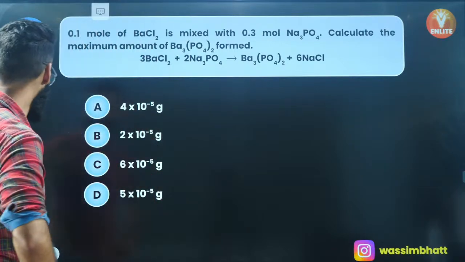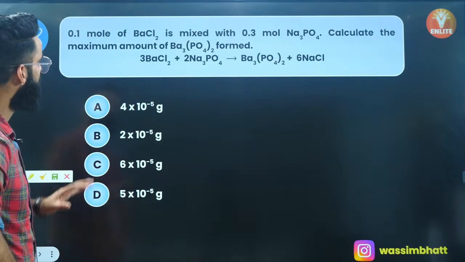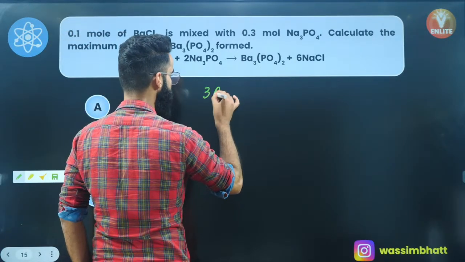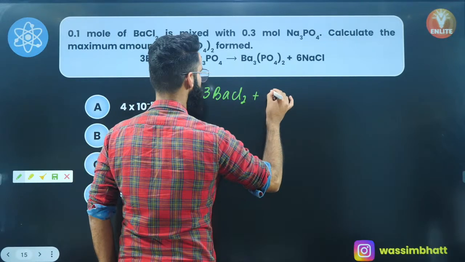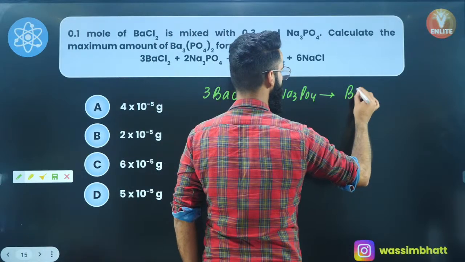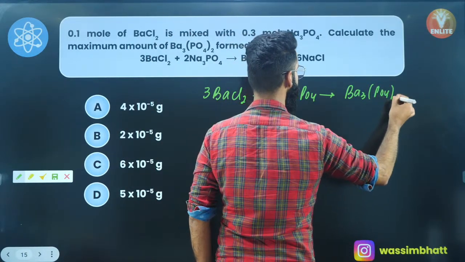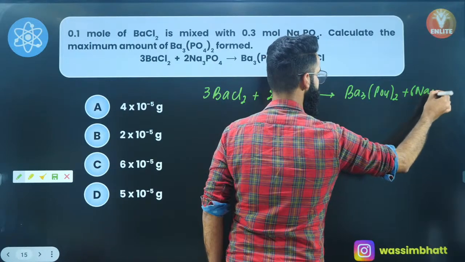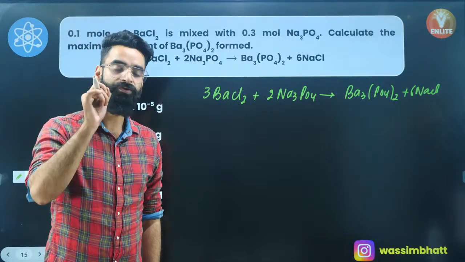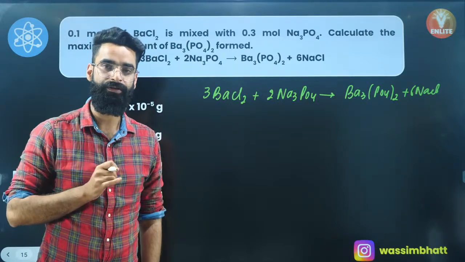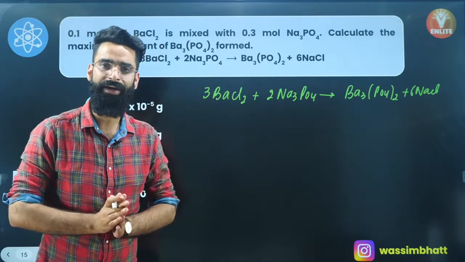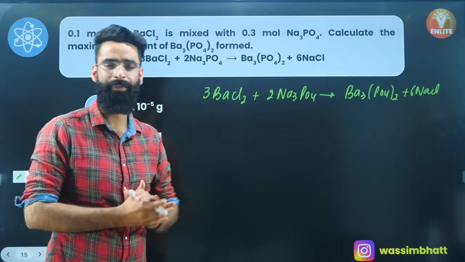Have a look at how I am going to solve this one. First thing, the reaction given to me is 3BaCl2 plus 2Na3PO4 gives Ba3(PO4)2, and then you have 6NaCl as well. This is the reaction given to us. Whenever you solve a question based on the limiting reagent concept, you always try to balance the reaction first. Since the reaction is already given in balanced form, you need not balance it again.